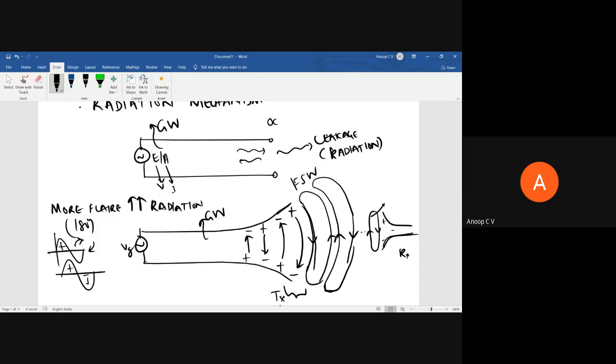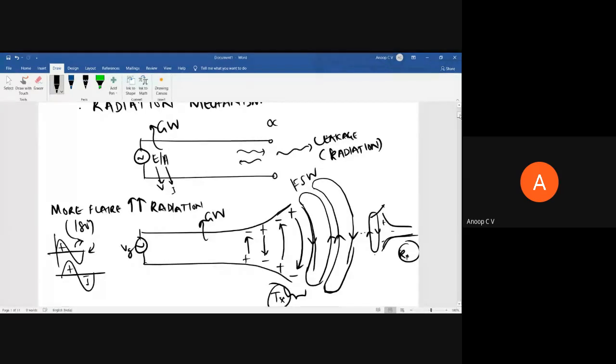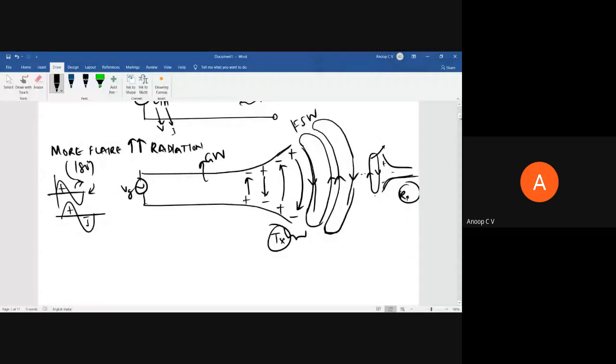So this antenna can act as a transmitter. If it is acting as a transmitter, guided wave will be converted to free space wave, and if it is acting as a receiver, free space wave will be inducing voltage and current on this antenna, and that will be converted to guided wave or electrical signal. So an antenna can act as both transmitter and receiver. Antenna is a reciprocal device. It can act both as a transmitter and receiver. So if you see here.